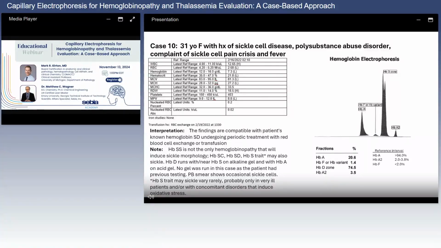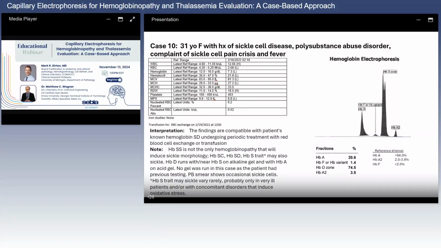And the asterisk on the hemoglobin S trait up there about sickle cells: it may sickle very rarely, and probably then only in very ill patients and/or with concomitant disorders that induce oxidative stress. So I routinely have to teach trainees that seeing a sickle cell in a patient with a reported sickle trait is exceedingly unlikely. They should always dig a little bit deeper into the clinical history and question the sickle cell trait diagnosis in that case.